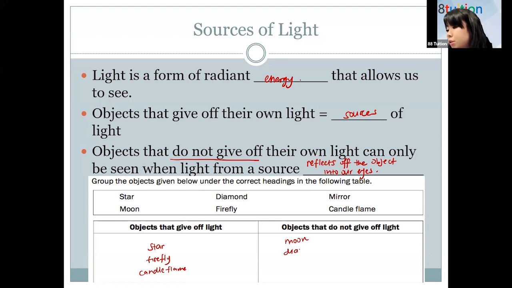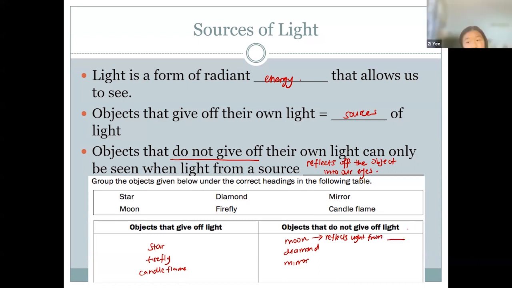The moon is not a source of light. Although it looks like it gives off its own light, it does not. Why does the moon glow in the sky at night? It's because it reflects light from where? From the sun. Yes, good. So please remember, a common mistake a lot of students make is they think that the moon is a source of light. It is not. So you need to know examples of sources of light.